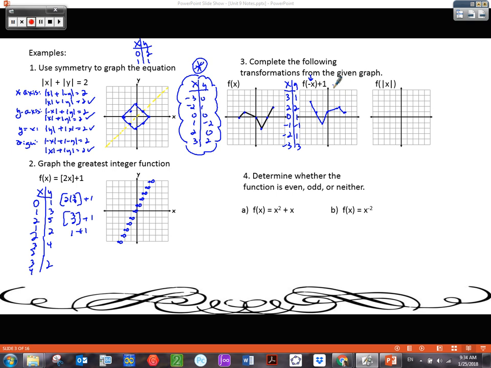So by transforming points, I'm doing the transformations without even worrying about knowing how that works. I mean, it's important to know how it works, but it's really nice to have numbers to work with rather than just, oh yeah, just flip it and move it up. Well, what does that look like? So that's just an option for us.